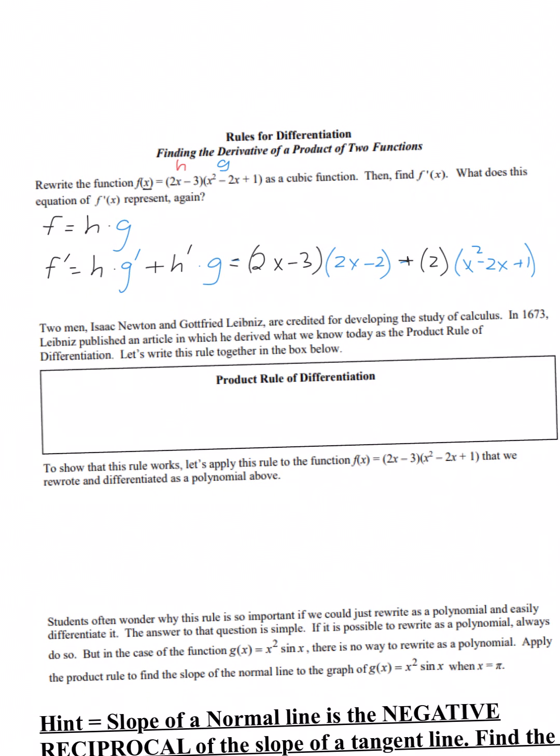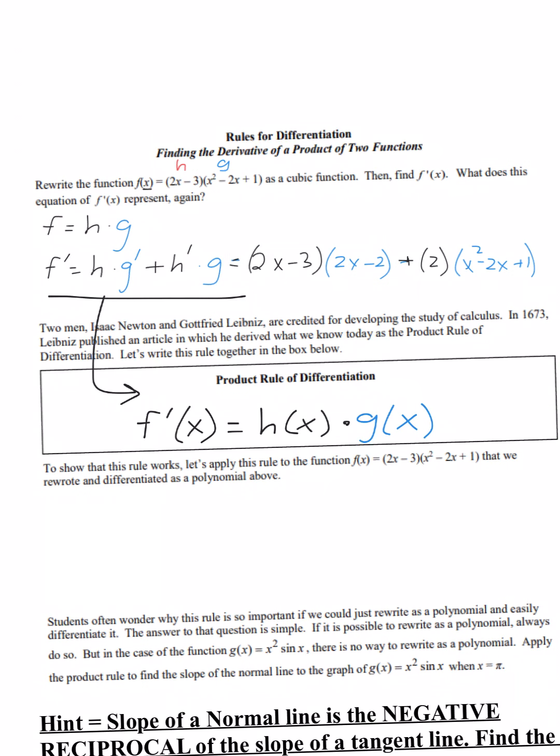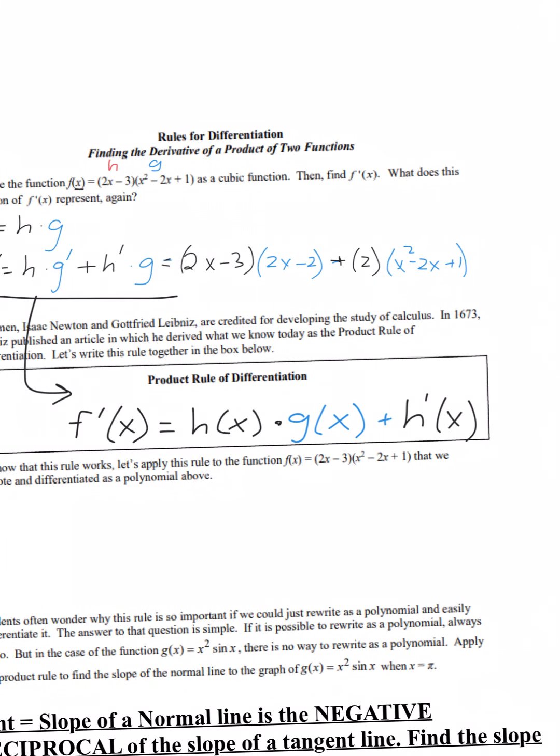So I basically wrote down the product rule up here, and I'm just going to write it down here. That's what the product rule states. So f prime of x is going to equal h of x times g prime of x plus h prime of x times g of x. And that's your rule. Okay, so hopefully that helps you out.